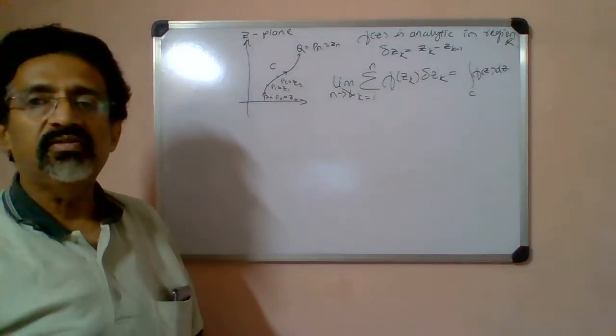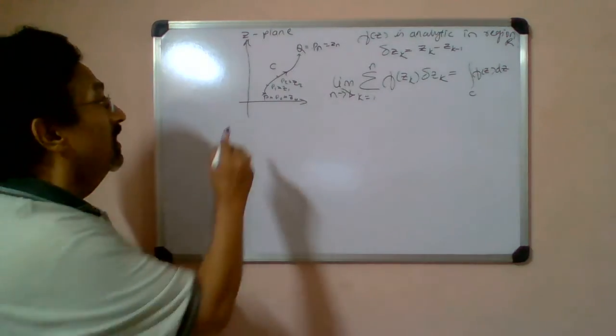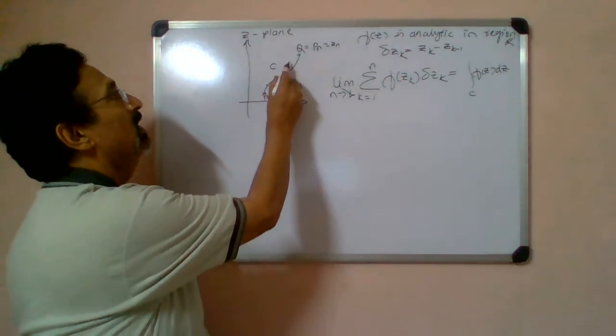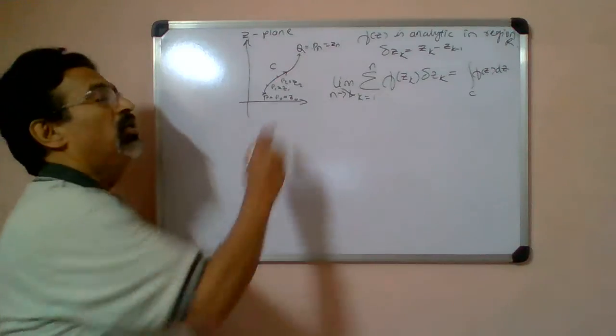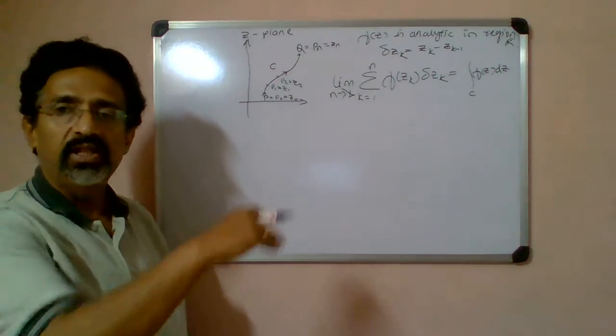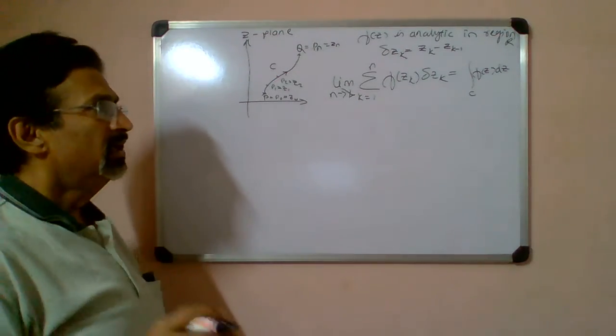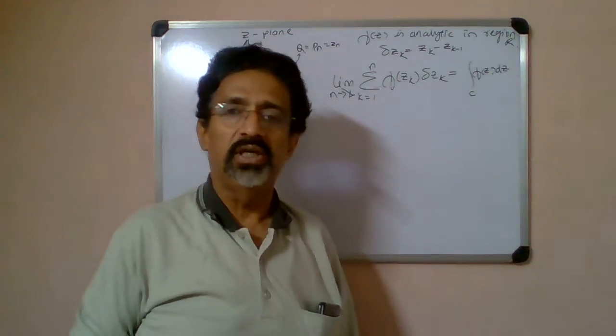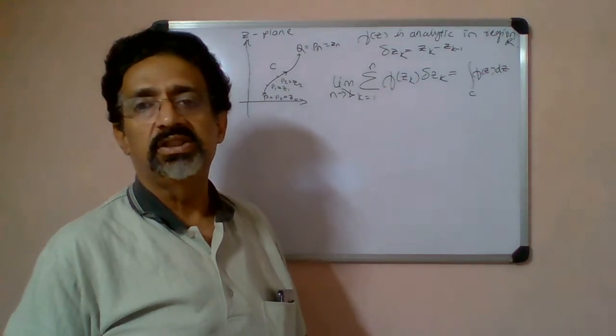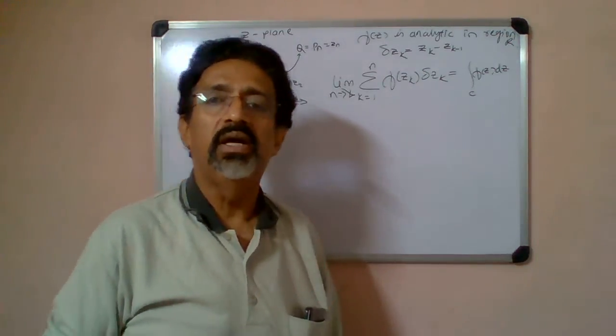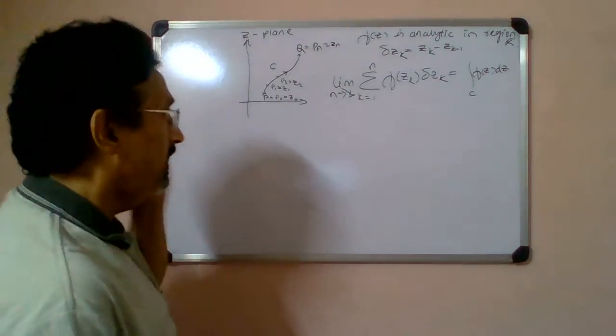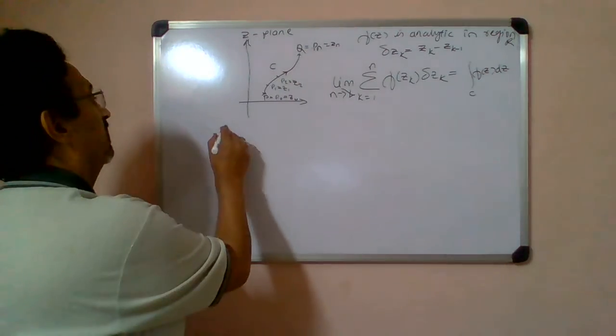Why is it called a line integral? Because I am considering the values of z lying on this curve C. Therefore it is a line integral. The similar kind of thing you have studied in vector integration also. There also we defined line integrals. Now, properties.